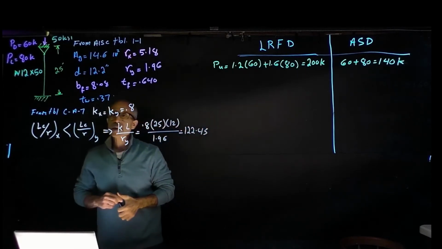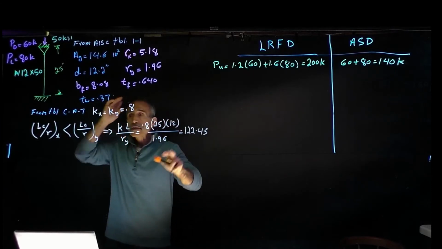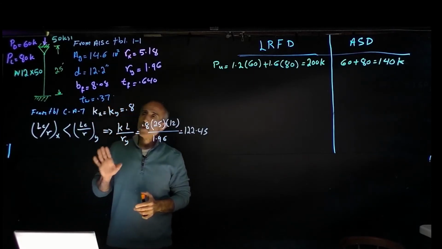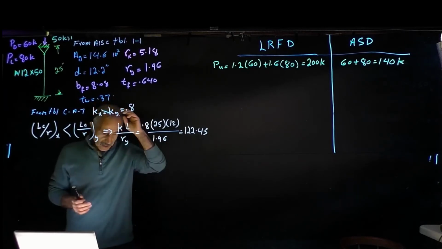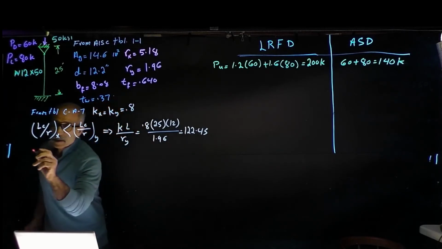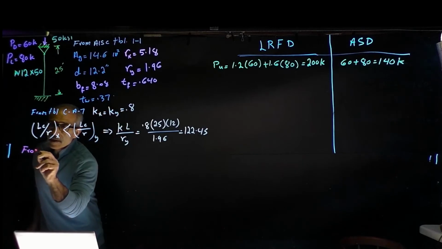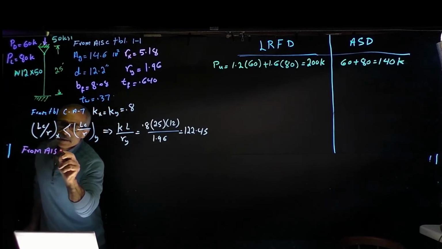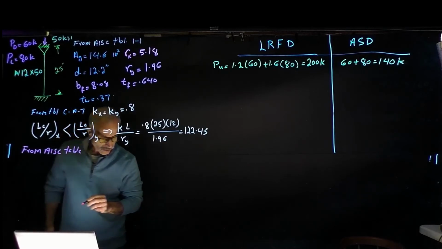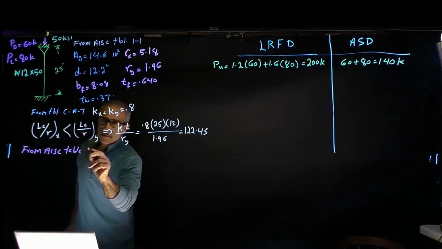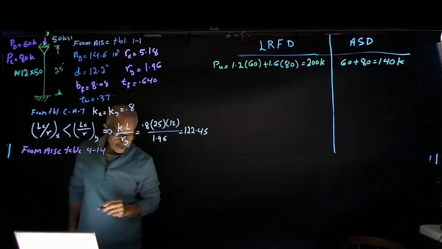Okay, from here on, now we have this number. There's two different ways we can calculate the critical stress. One way is from the ASCE. Let me write this down. From ASCE table 4-14. And you can see it on the screen.